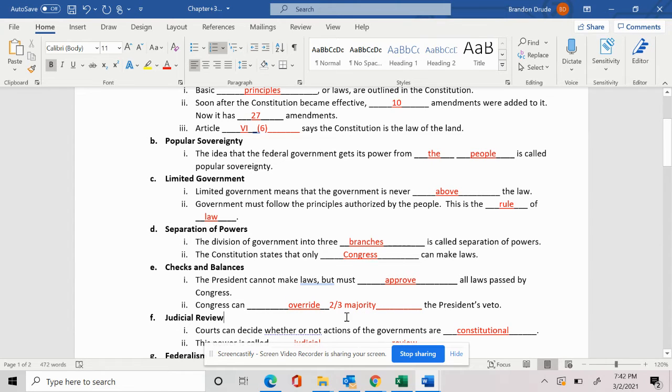And this doesn't happen often since you need 2/3 of Congress. And I'm not a mathematician, but there's 535 members of Congress. So that means over 280 Congress people have to agree on it in order for a presidential veto to be overridden. There are a few examples of this, but the most recent was actually with President Trump. In the last few weeks of his presidency, he vetoed a budget bill that Congress gave him.